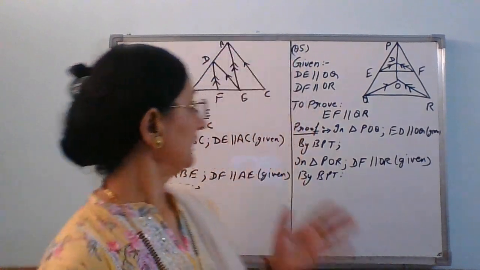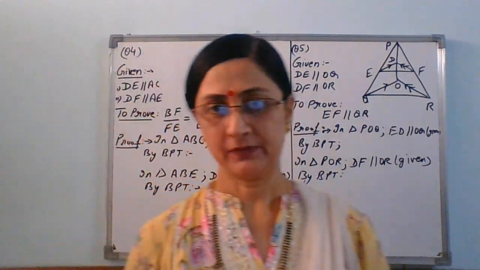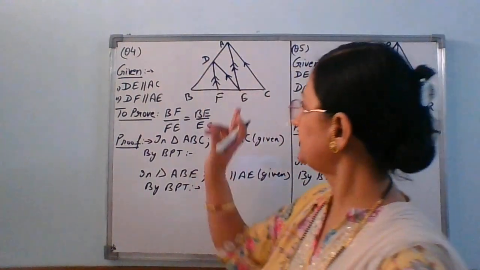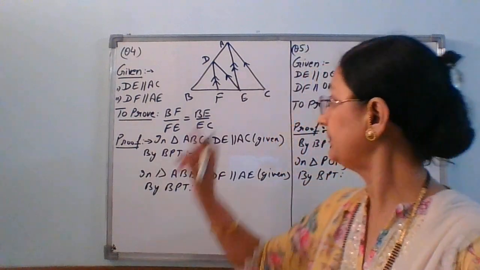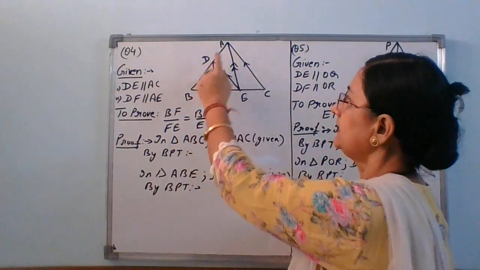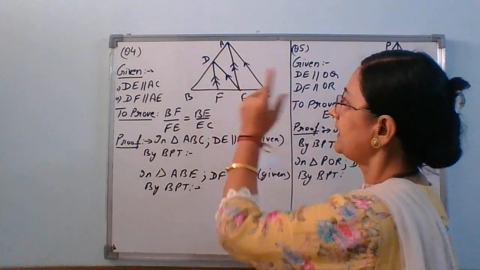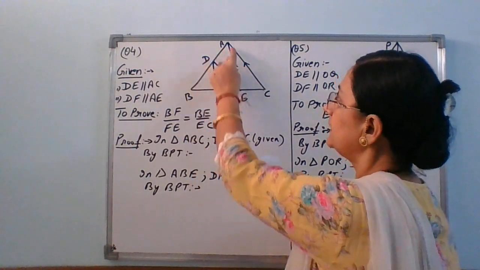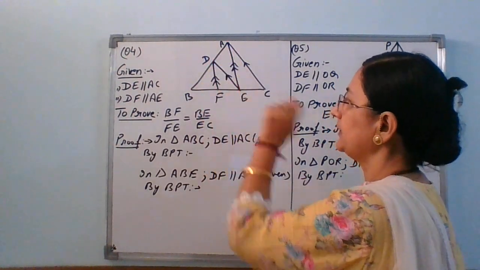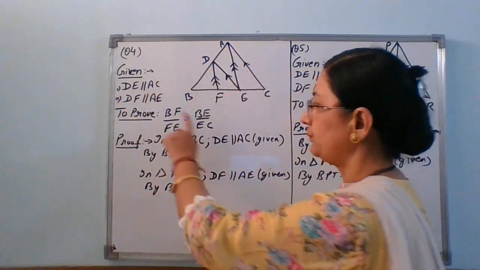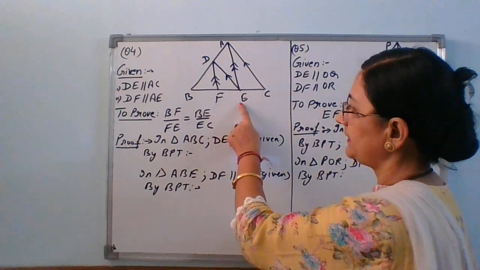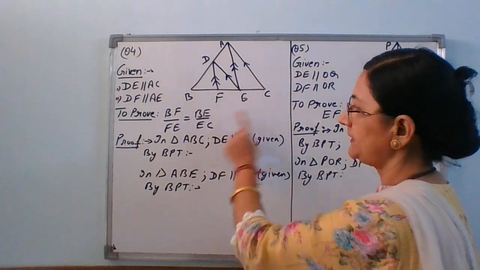Okay, now we'll be doing questions number 4 and 5, right? I have already drawn the figure and written the given things. So in this type of figure we have A, B, C. Here in triangle ABC, DE is parallel to AC, and in triangle ABE, DF is parallel to AE. So given to prove, what we have to prove now is BF upon FE is equal to BE upon EC.